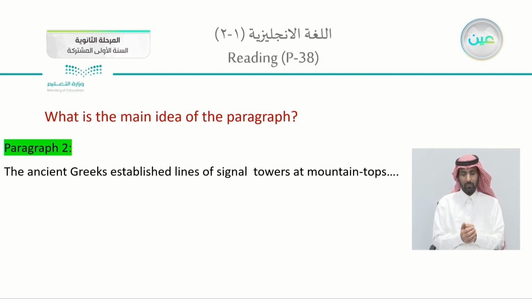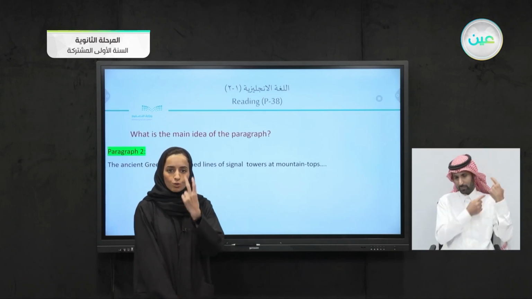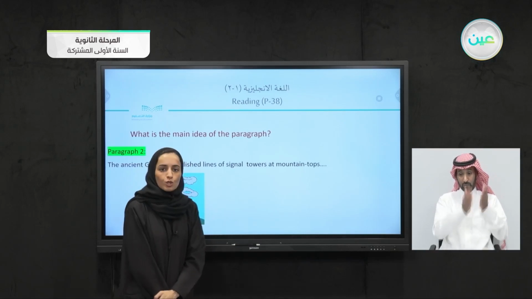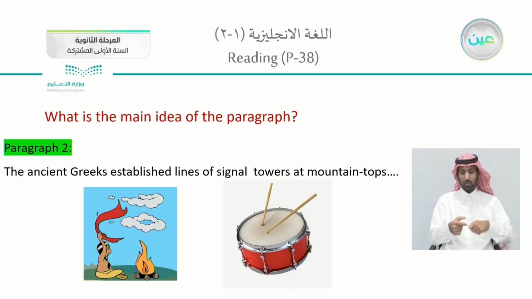So in here, the second paragraph is about how, in ancient Greece, they used two ways to communicate. The first one is about using fire and smoke. The smoke is going to rise to send messages to a large area of land. And also, they used drums. Why the drums? Because they have a higher sound, and the sound is going to spread into a larger area.